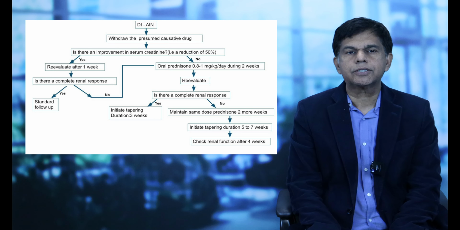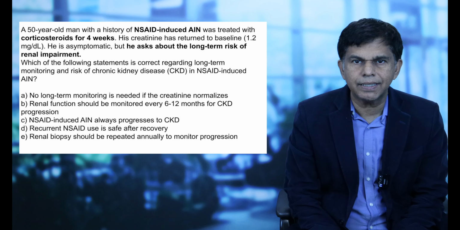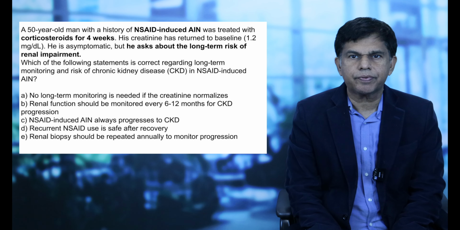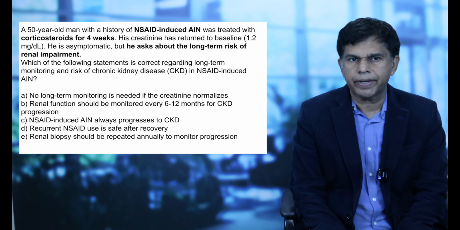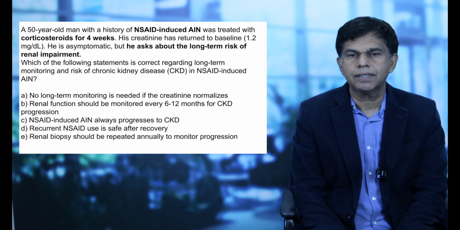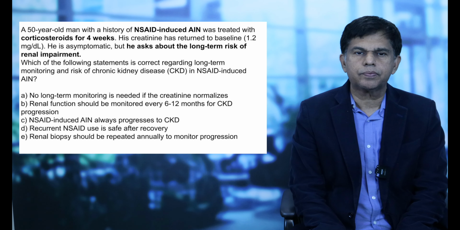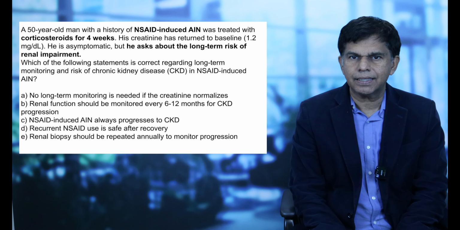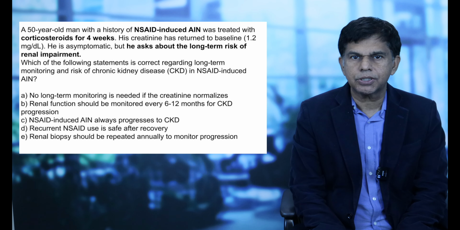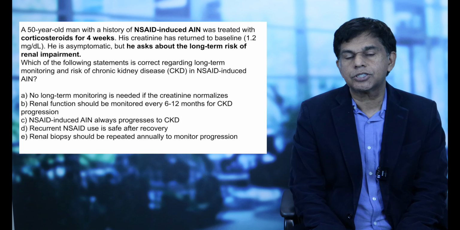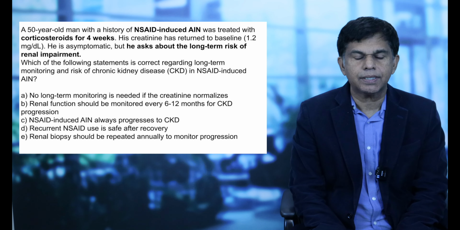Okay. Now, next question. A 50-year-old man with a history of NSAID-induced acute interstitial nephritis was treated with corticosteroid for 4 weeks. Creatinine returned to baseline, 1.2. He is asymptomatic, but he asked about long-term risk of renal impairment. Which of the following statements is correct regarding the long-term monitoring of risk of chronic kidney disease in NSAID-induced AIN? The options are: A, no long-term monitoring is needed if the creatinine normalizes. B, renal function should be monitored every 6 to 12 months for CKD progression.